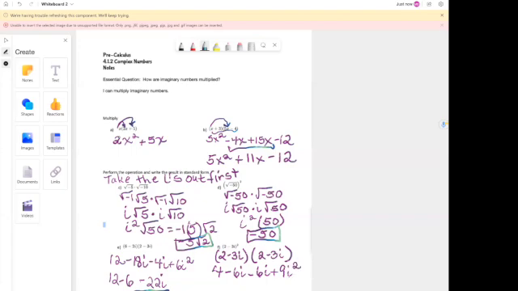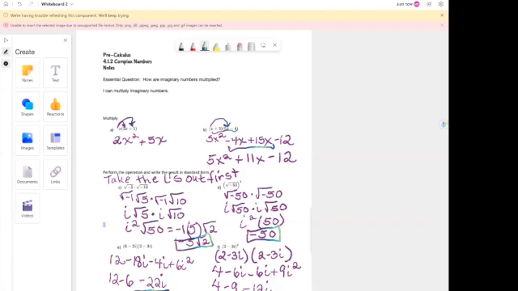Once again, we learned on Tuesday that i squared is negative 1. So 9 times negative 1 is negative 9. So I have 4 minus 9 and negative 6i, negative 6i, negative 12i. So combining 4 and negative 9, I get negative 5 minus 12i. And that is your answer.